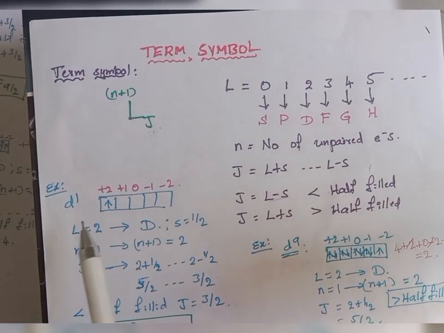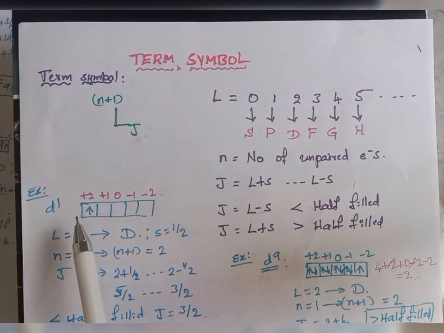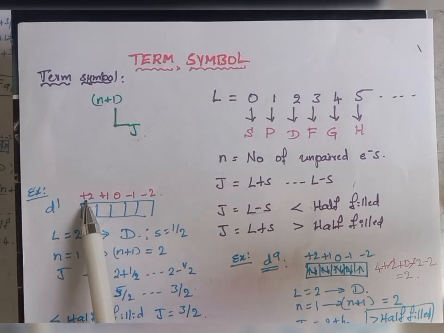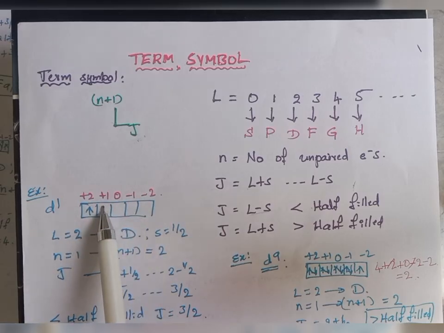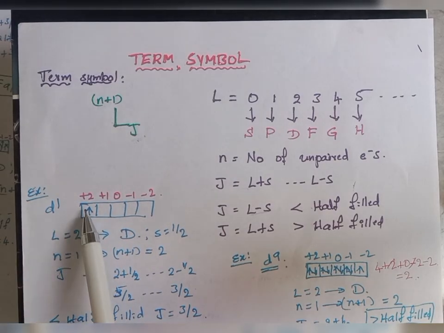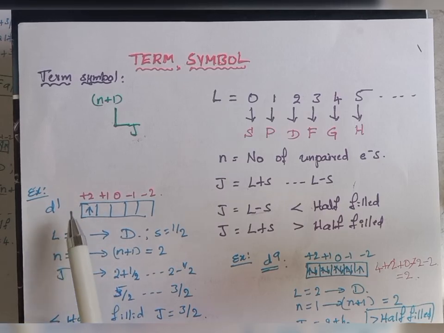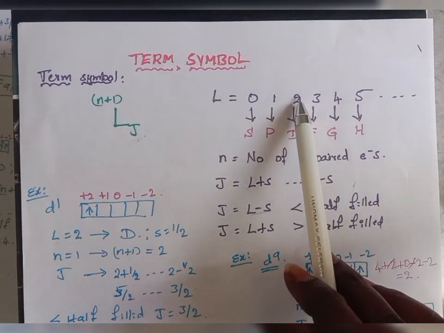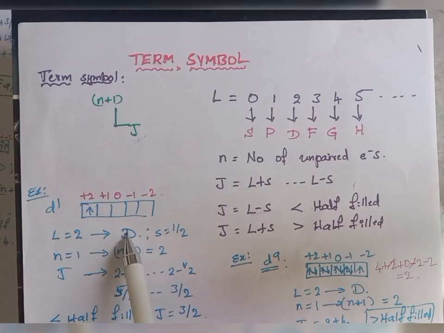So if you see the d1 electron configuration, right? For d1, if you write the 5 d orbitals, what are the 5 d orbital values? Plus 2, plus 1, 0, minus 1, minus 2. These are the ml values of the d orbital, right? So the electron will be present in the plus 2 subshell, so the L value is 2. If L equals 2, the term will be D, isn't it?